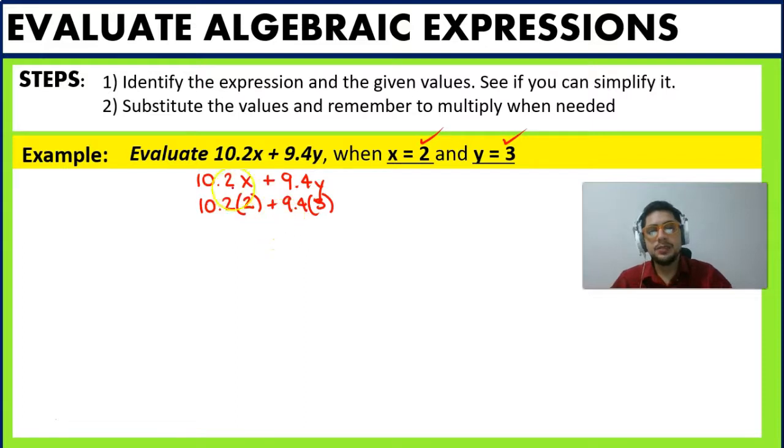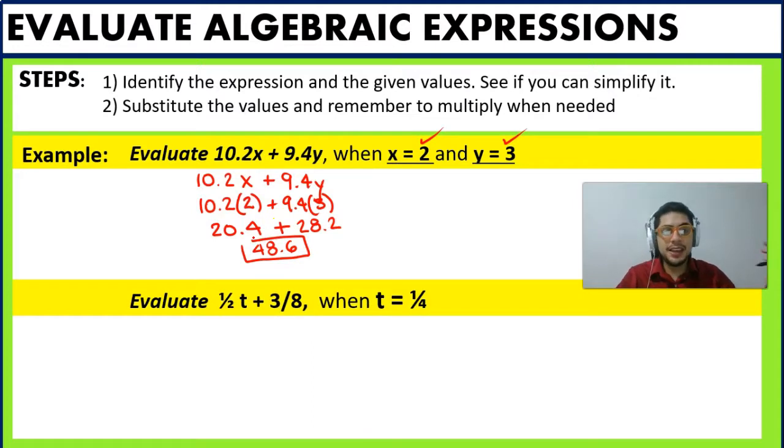Then this would mean that the answer is 10.2 times 2, which is 20.4, plus, and then we would just multiply 9.4 times 3, which is, in this case, 28.2. And after that, we just add 28.2 plus 20.4, giving us a total of 48.6. And that would be our answer.